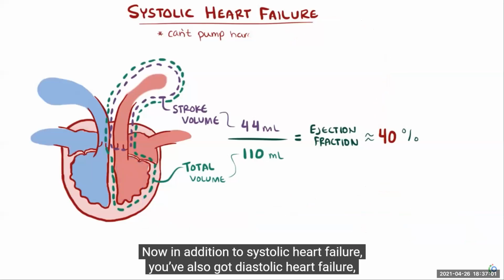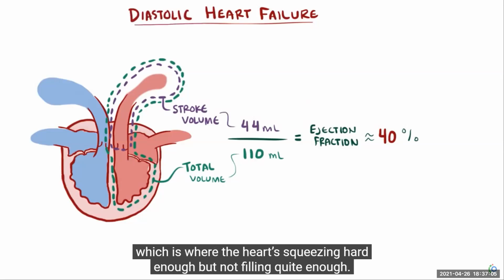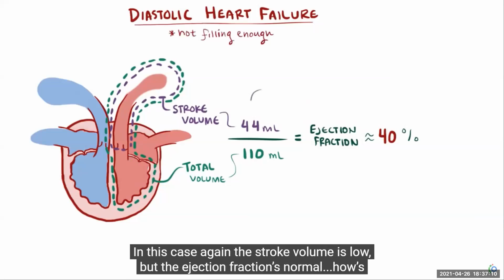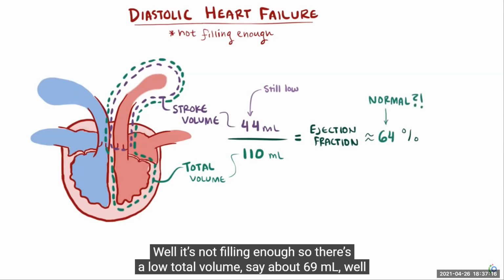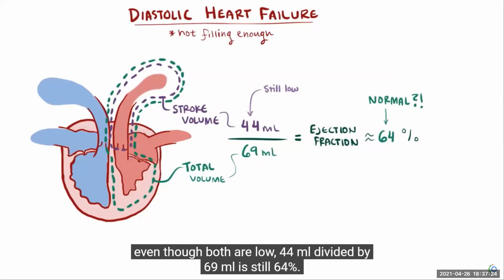Now, in addition to systolic heart failure, you've also got diastolic heart failure, which is where the heart's squeezing hard enough, but not filling quite enough. In this case, again, the stroke volume is low, but the ejection fraction's normal. How's that? Well, it's not filling enough, so there's a low total volume, say about 69 milliliters. Even though both are low, 44 milliliters divided by 69 milliliters is still 64%.